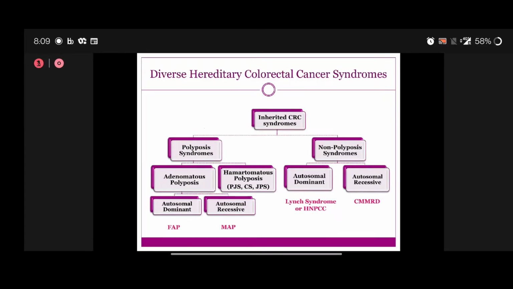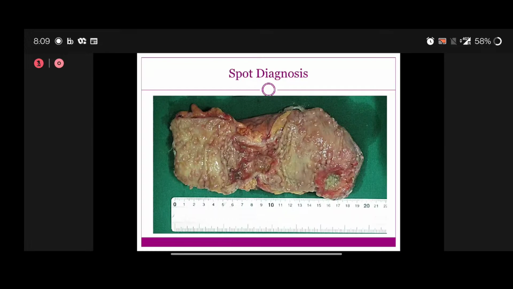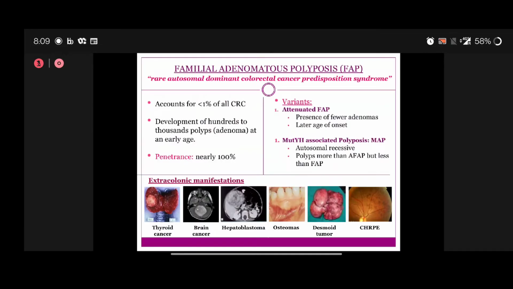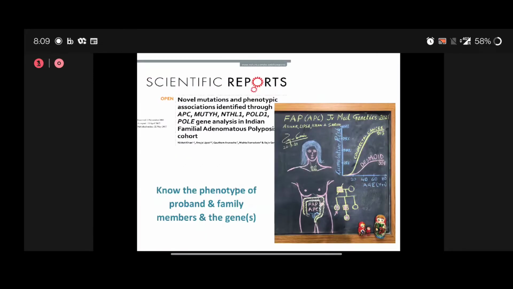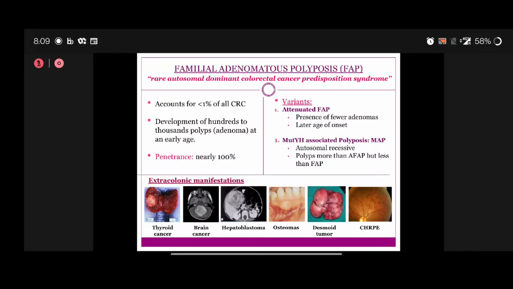Now, Lynch syndrome, I'll very quickly talk about inherited colorectal cancers. You have polyposis and non-polyposis syndromes. With polyposis, mostly you have to see what type of polyps, adenomatous or hamartomatous. So this is familial adenomatous polyposis. Here, Peutz-Jeghers is the most common type. So this is a spot diagnosis of familial adenomatous polyposis. It is important that there are many extracolonic manifestations, and you have to keep that in mind.